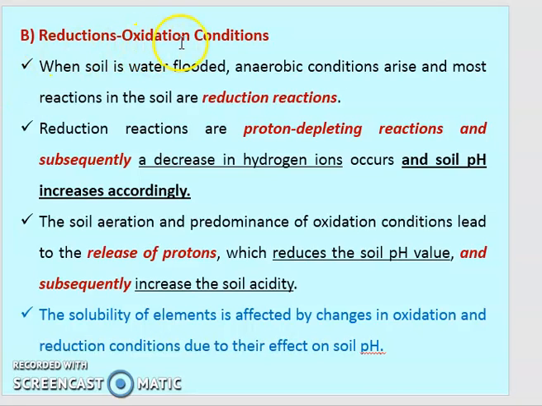Reduction and oxidation condition also affect solubility due to its effect on soil pH also. When soil is flooded with water, anaerobic conditions arise, and most reactions in the soil are reduction reactions. Reduction reactions are proton depleting reactions, and subsequently a decrease in hydrogen ion occurs and the soil pH increases accordingly.